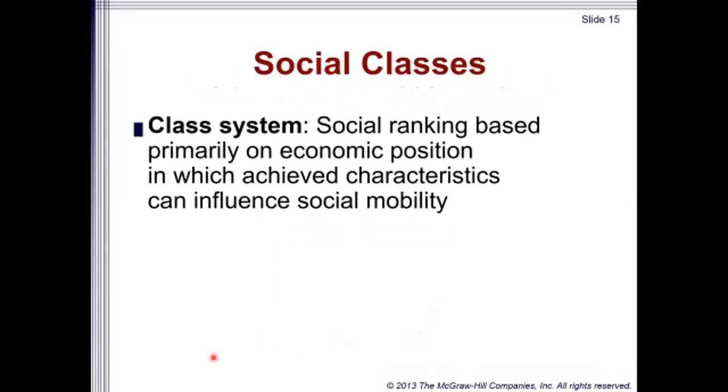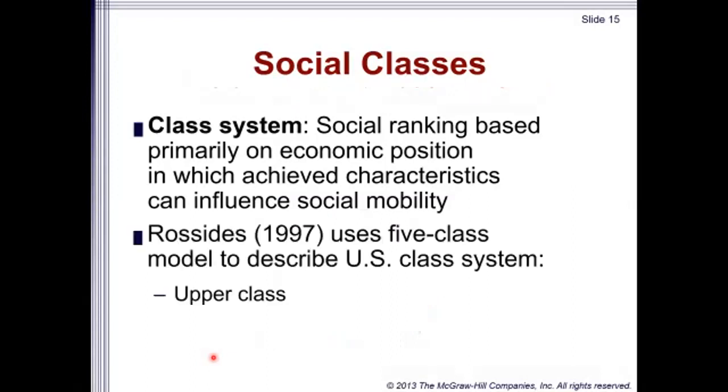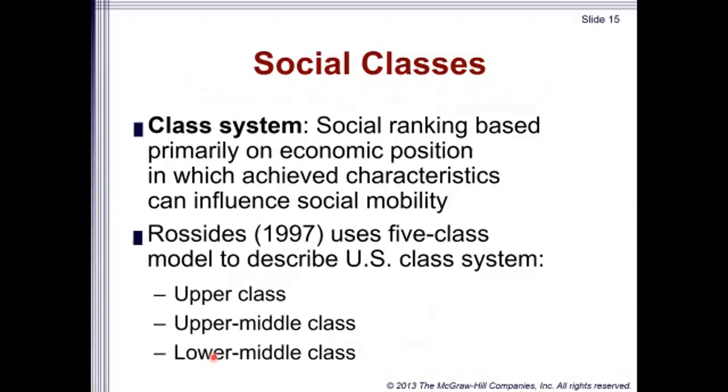Now let's talk about the modern age. The class system is considered to be an open system, but it depends. Some countries, even though they have a class system, still try to control the mobility. So we have upper class, upper middle class, like Bill Gates just now. We have lower middle class, that will be Steve Jobs. And then we have the working class.